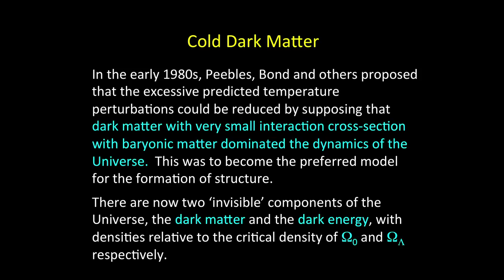The dark matter, which had been around since Einstein and de Sitter's time, but now had to have a very small interaction cross-section because of these problems. And then the dark energy, which was the lambda term. And that's then become more or less the standard paradigm for the way in which we build models of the universe. So let's go to the standard model and see how it works.